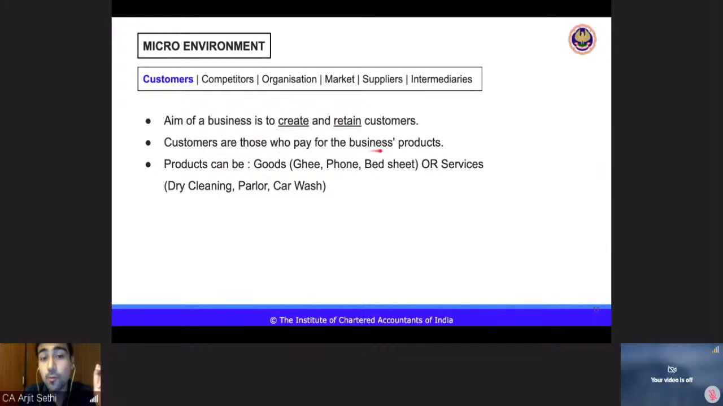Customers are those who pay for a business's products, right? They are the people who are paying for the business. Products can be goods like ghee, phone, or bed sheet, right? Whatever, XYZ. A product can be anything. Or services like dry cleaning, or salon, or parlor, or car wash, right? So products can be anything, and services we all know can be anything. So the customer is the focus of the business, to create a customer and to retain them, right?